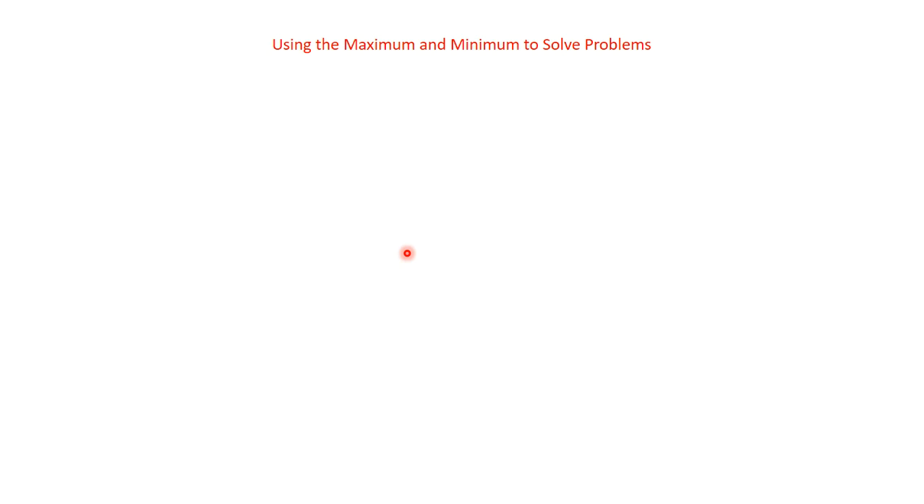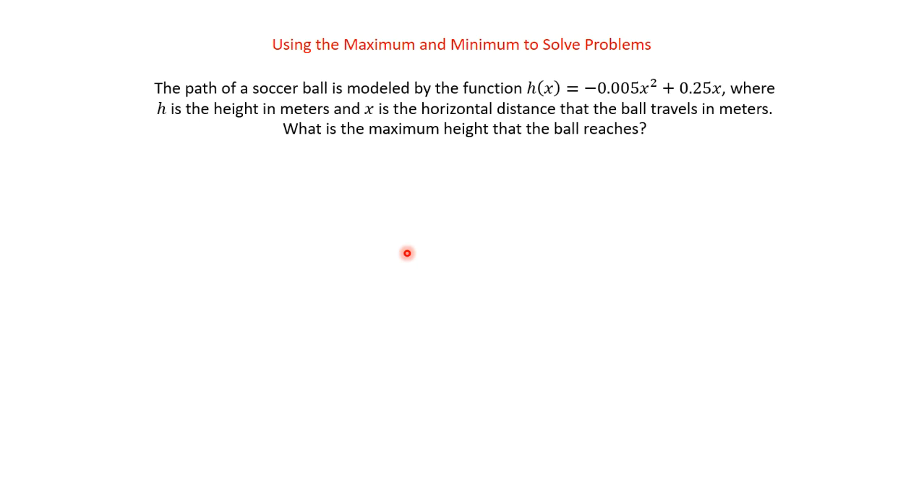Right, and then finally, we can use maximums and minimums to solve problems, because a lot of quadratic problems will either be looking for maximums or minimums, or it'll be looking for when it hits the x-axis. But not yet. We haven't gotten to that part yet. So most of these will be just maximums and minimums. Example. The path of a soccer ball is modeled by the function h of x equals negative 0.005x squared plus 0.25x, where h is the height in meters and x is the horizontal distance that the ball travels in meters. What is the maximum height that the ball reaches?